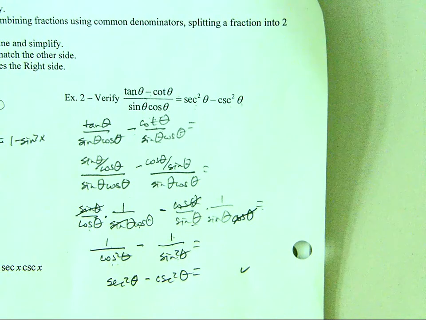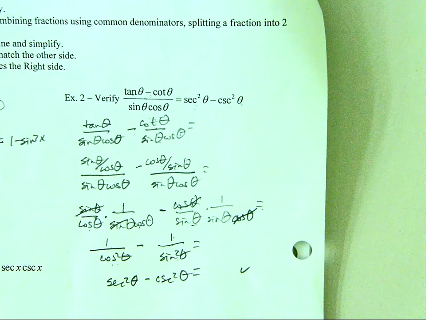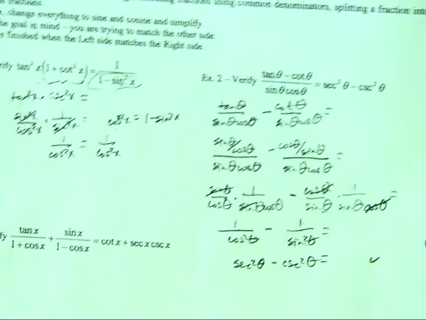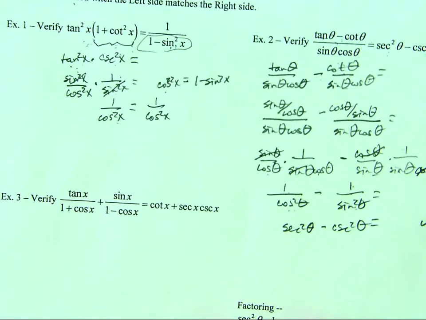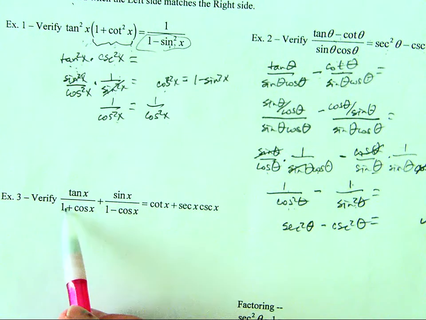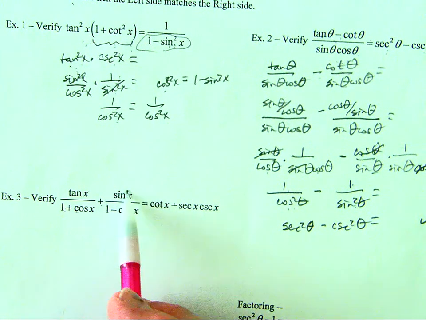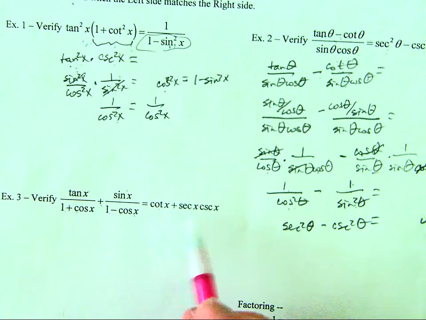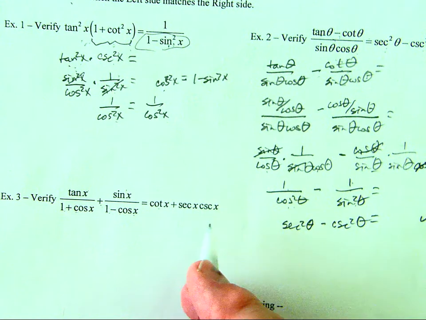Again, you won't be used to doing some of these. It takes a while to get used to what it is you're doing. All right, let's look at this next one. Here on the left side, I'm adding two fractions. I have tangent over 1 plus cosine plus sine over 1 minus cosine equals cotangent plus secant cosecant.